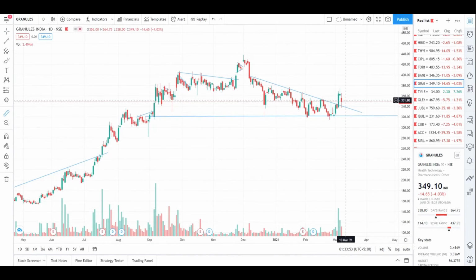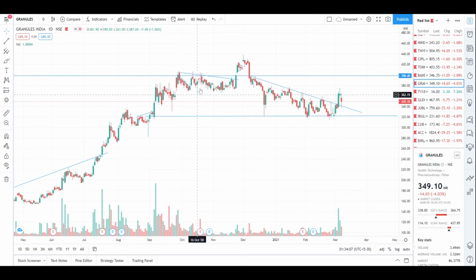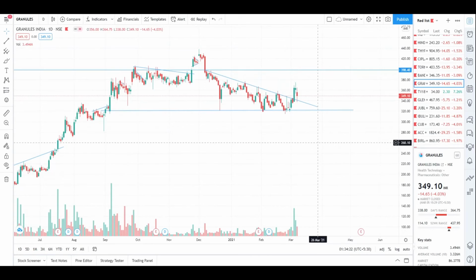If you entered at 347, you'll be able to book something like 15% in the stock, because see, if you draw a horizontal line here, 1, 2, 3, 4 times it tested, it broke above that horizontal line, the resistance. Now the price couldn't sustain above that point, and it came back down. So this would be a good exit, I would say.